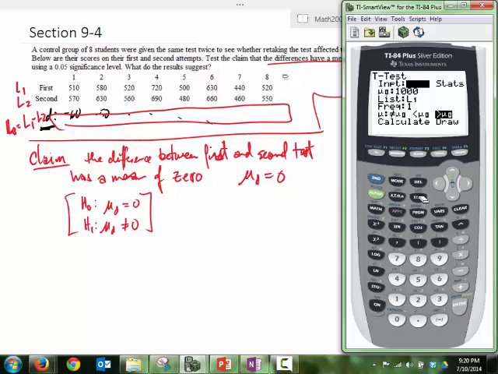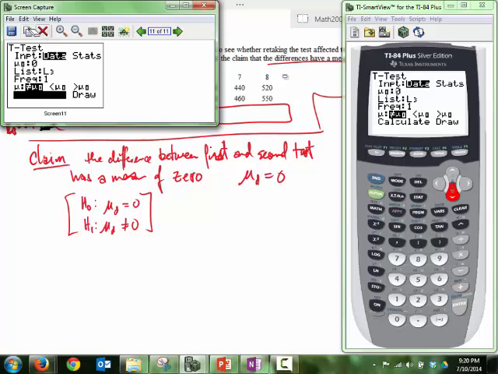And so our input is going to be data. Our mu sub 0 is going to be whatever number you have in your null hypothesis, which is 0. So if you have something else other than 0 there, just make sure you type it in. And then the list was in L3. It got transferred to L3, so make sure you're using the appropriate list, second function and number 3. Frequency is always going to be 1, and then your alternative hypothesis for this particular problem is a not equal to. It could be different for different problems, but for this one, it's a not equal to.